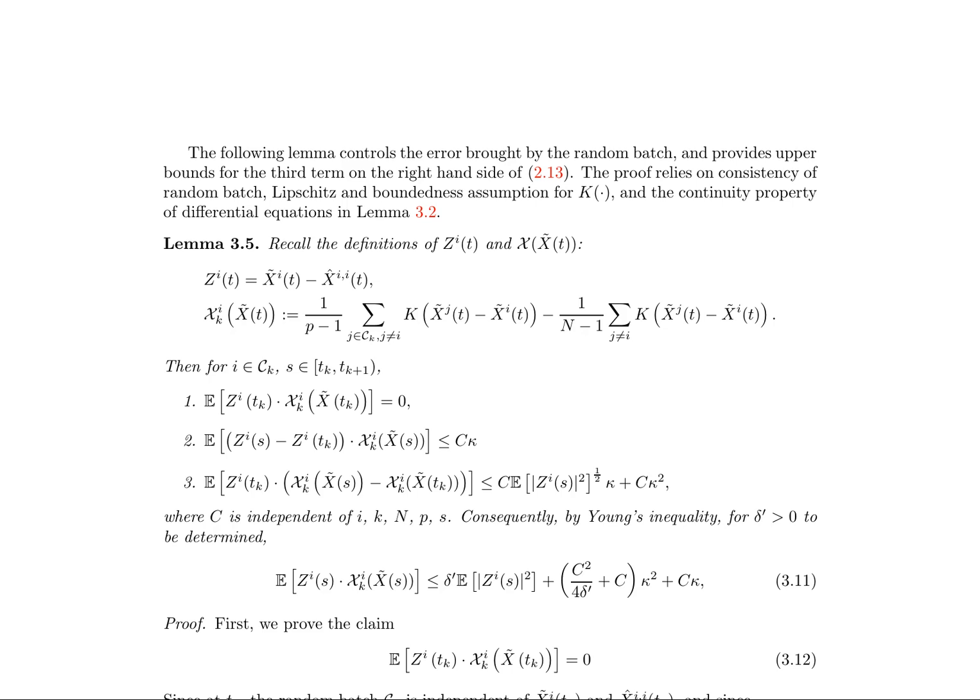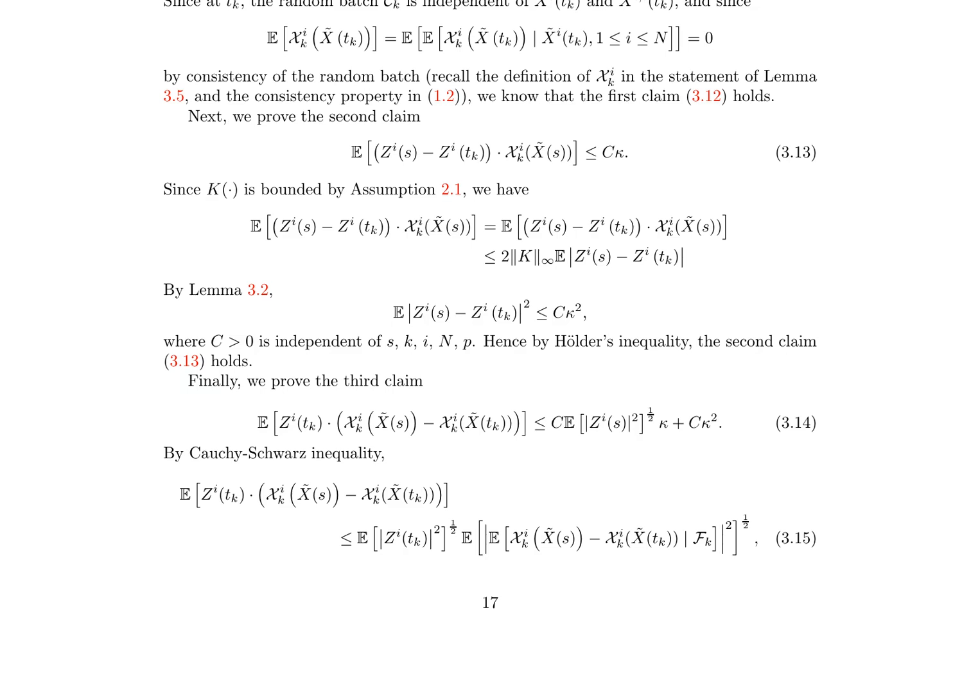The paper also discusses the time evolution of X_i, i an element of C_k, in RBM-r, as given in equation 2.3, for s an element of T_k plus 1. By taking the conditional expectation and utilizing the properties of nabla V and K, the authors derive an estimate for E[increment X_i | F_k], as shown in equation 3.17. This estimate is essential in controlling the error term in the analysis.